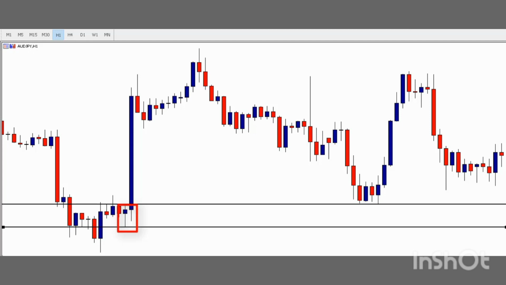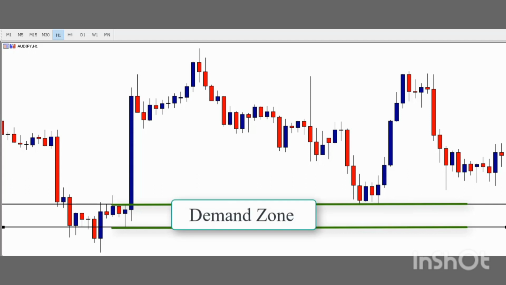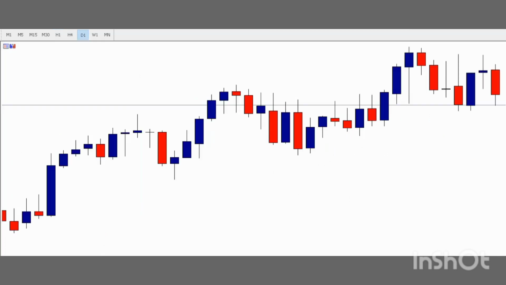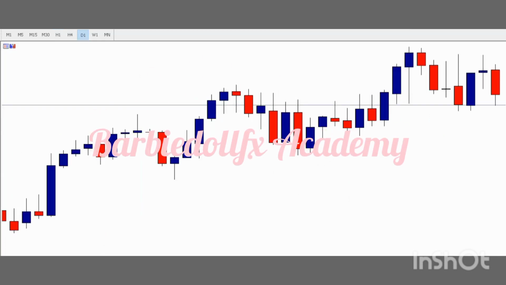So this is the pin bar. This is your demand zone. Once you draw the shadow up and down, it gives you your demand zone. That's your demand zone. And you wait for price to come down and retest it. Very important. You see that price starts moving in your favor. This is a very repeatable strategy.